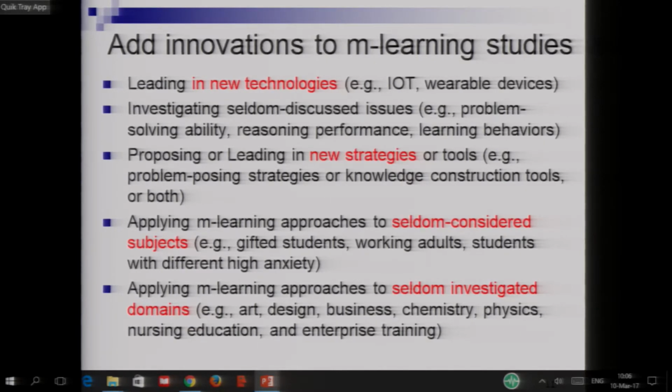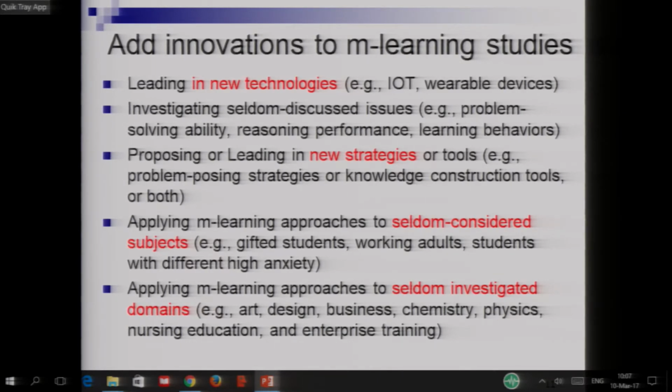As I just mentioned, most e-learning has been used in science education, engineering education, language learning, and culture. But few e-learning or technologies have been applied to art, design, business, chemistry, or physics. I mean mobile learning, nursing education and enterprise training. So you can consider that, because few people try to apply those technologies to those domains. So I can try, and maybe if I succeed, then I have innovation in this application. So you have 5 opportunities to add innovation in your study.